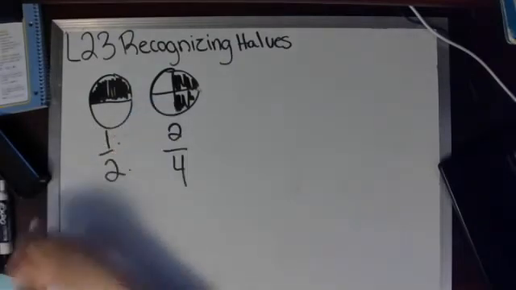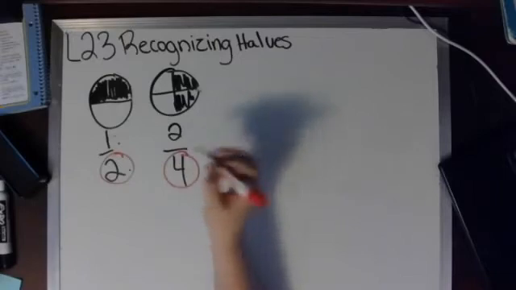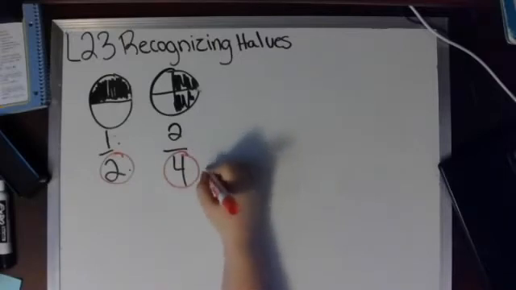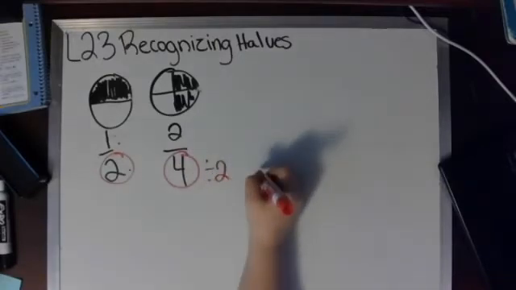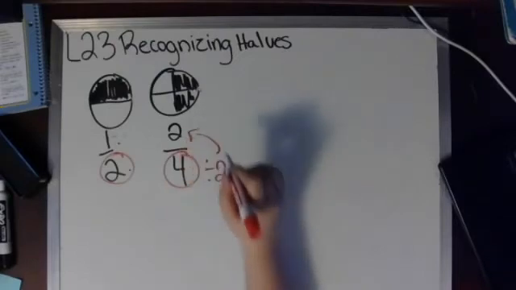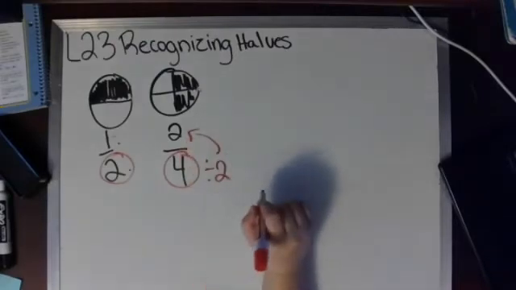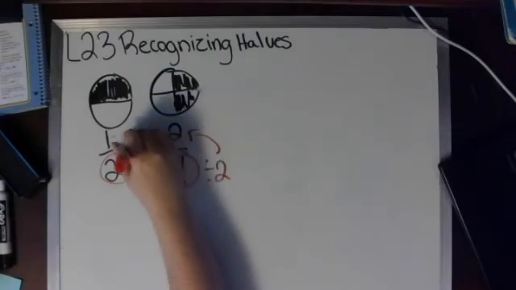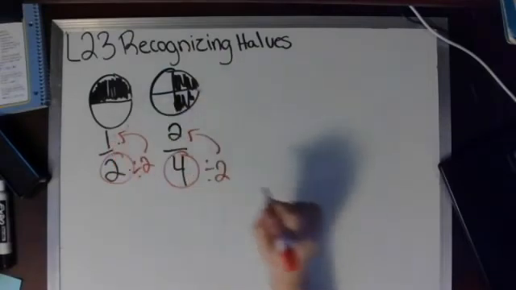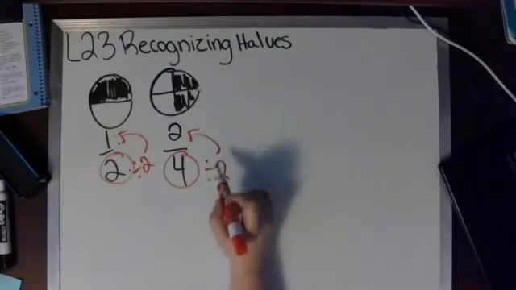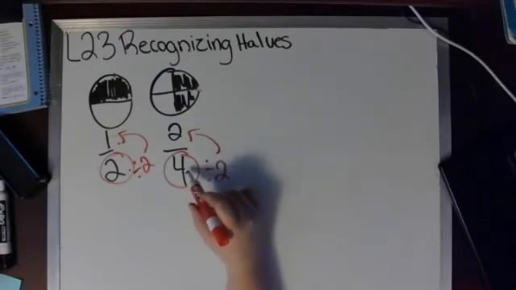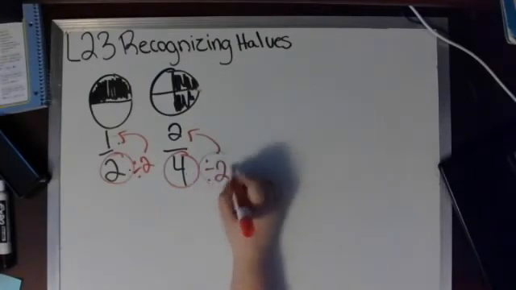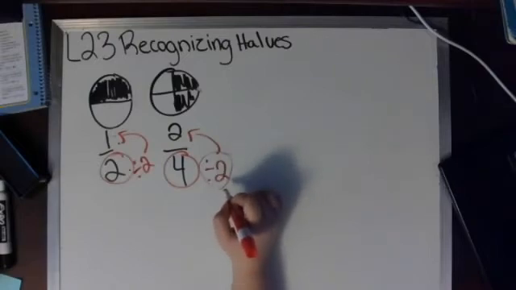Now remember, the bottom number is the denominator. So if you take your denominator, divide it by 2. If you get the numerator, your answer is a half. Okay, again, divide by 2. 2 divided by 2 is 1. 4 divided by 2 is 2. Because this works, I'm just taking 4 and I'm halving it. That's what the divide by 2 is. Divide by 2 is halving, okay?